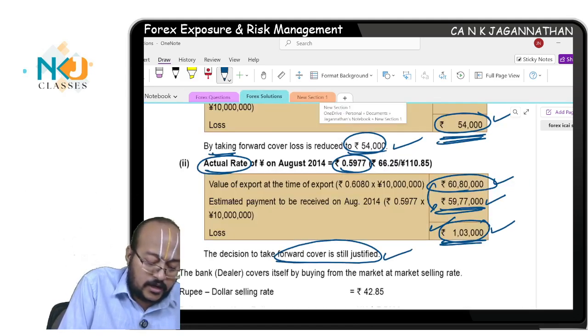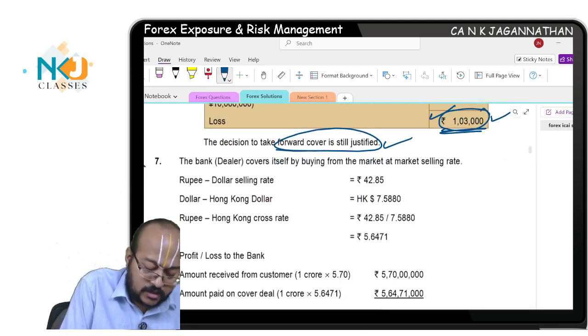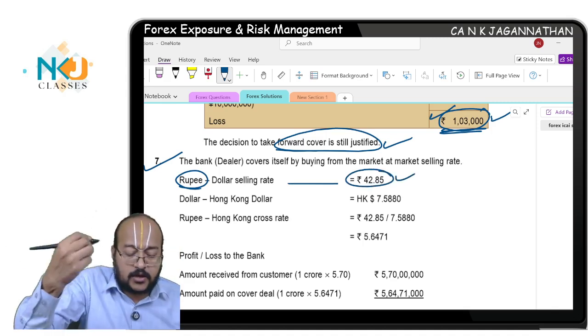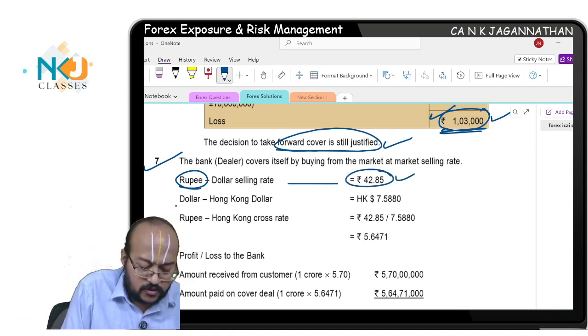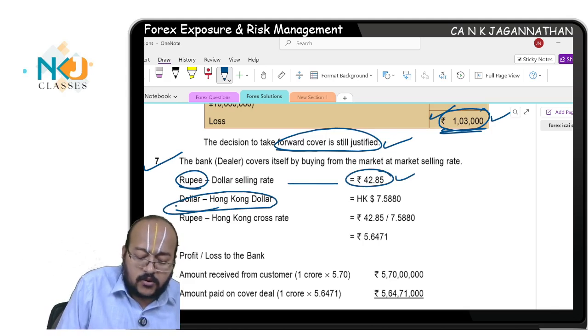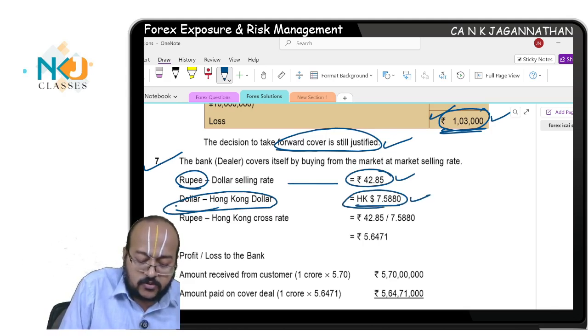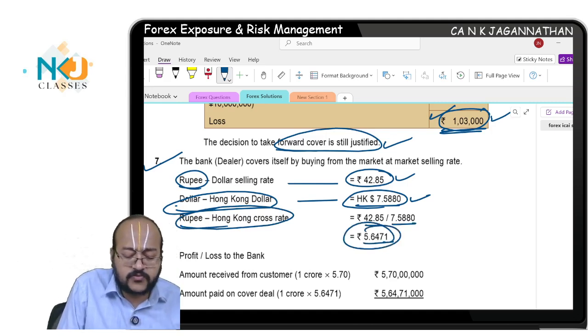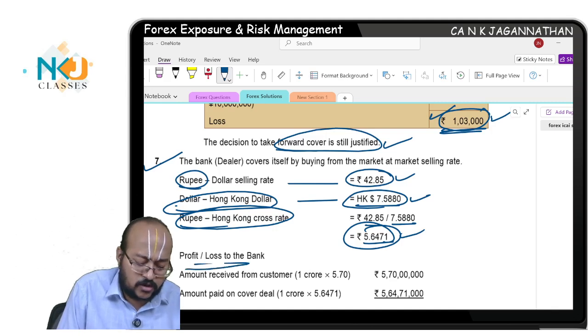Now, covered deal. See the solution, you will understand. Everything is already discussed. Rupee dollar selling rate 42.85. Pictorial representation I also gave. Dollar, Hong Kong dollar 7.588. This you will consider as bid rate. And so the cross rate is what? 42.85 divided by 7.5880, 5.6471 rounding off.